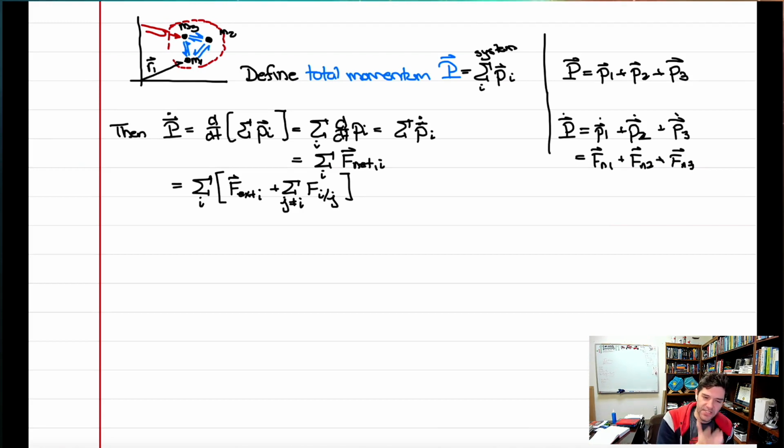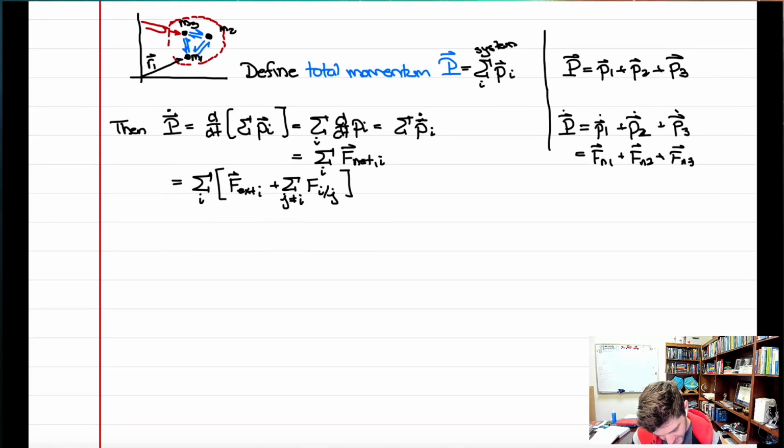So it's a double sum, it's a nested sum. Take a second to make sure you understand what this is. Again, for a given particle, I am summing up over all the forces acting on that particle from outside my system, plus all the interactions that are happening within the system. And this j not equal to i is just saying that you're not allowing the particle to act on itself. M1 cannot interact with M1. It can interact with M2 and M3.